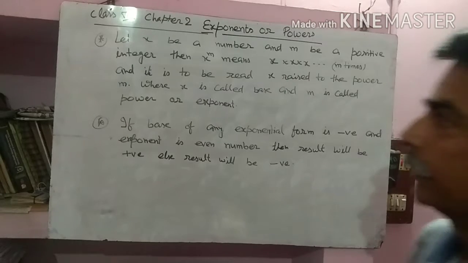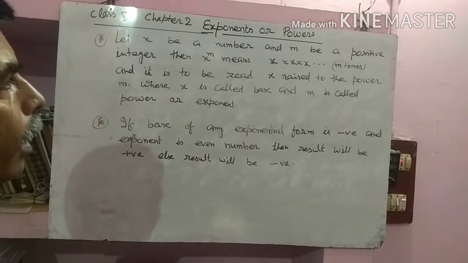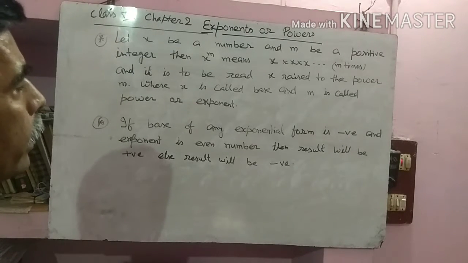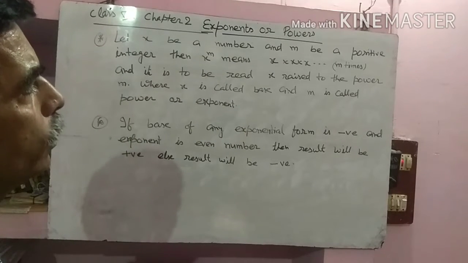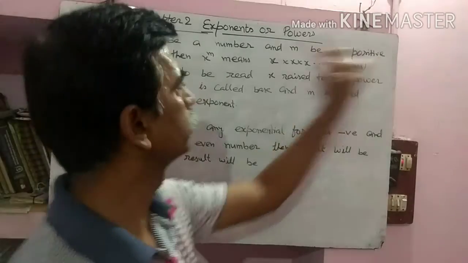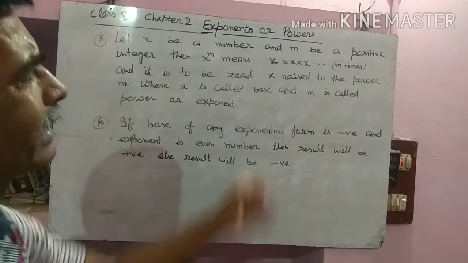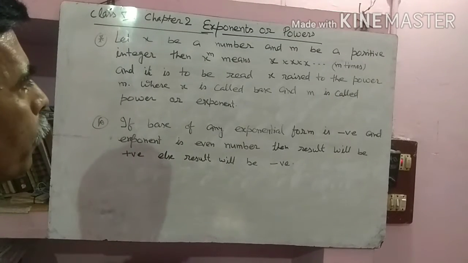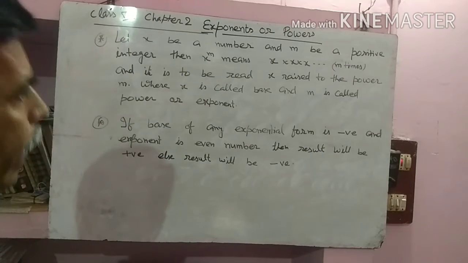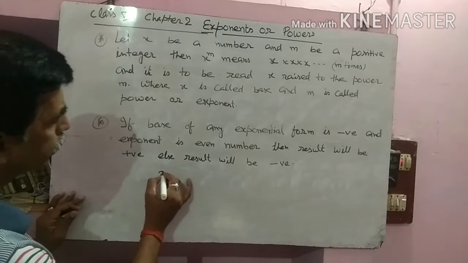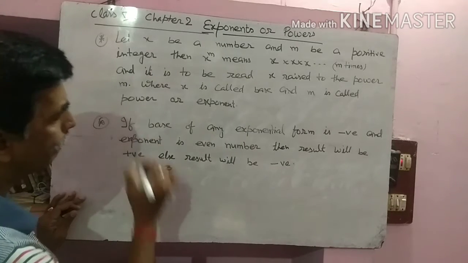As it says, let x be a number and m be a positive integer, then x to the power m, or x raised to the power m, means x into x into x, m times, the number of powers times. It is read as x raised to the power m, where x is called the base and m is called the power or exponent. Suppose a question: here 2 represents the base and 3 represents the power.